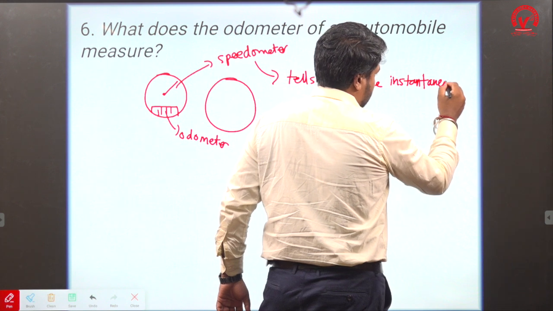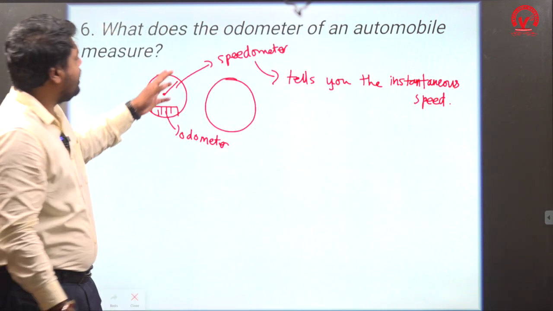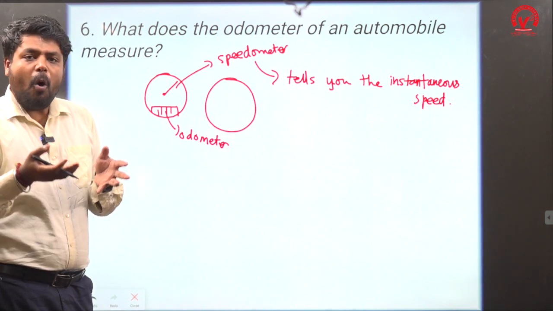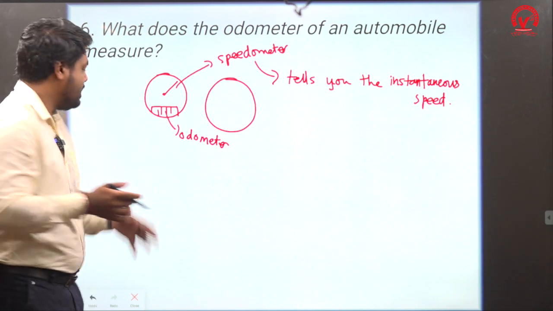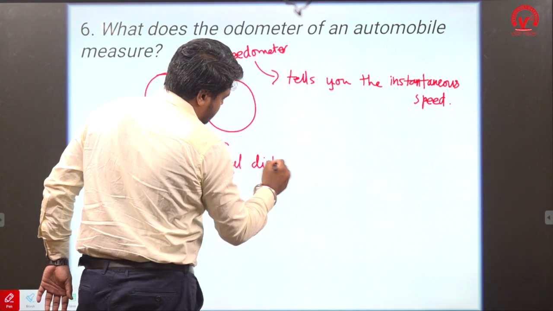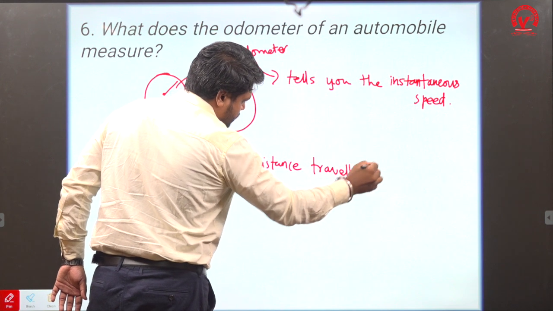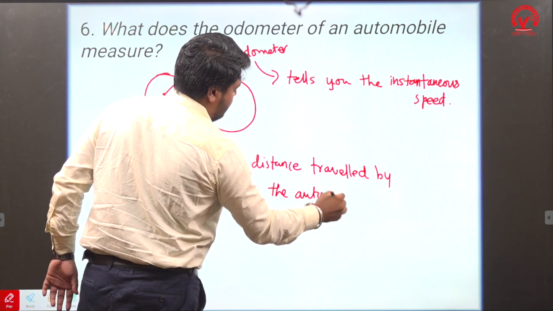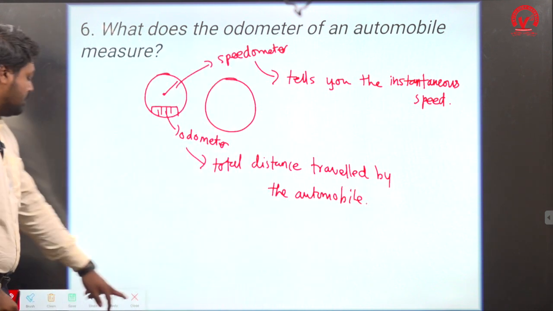Instantaneous speed. So here the question they asked is, what does the odometer measure? Odometer is nothing but it tells you how much path is traveled by the vehicle. So the odometer tells you the total distance traveled by the automobile. Here they have given automobile only, right? So odometer tells you the total distance traveled by the automobile. Okay.